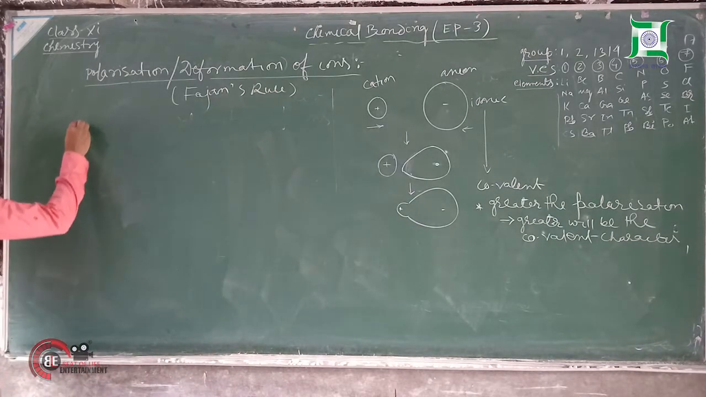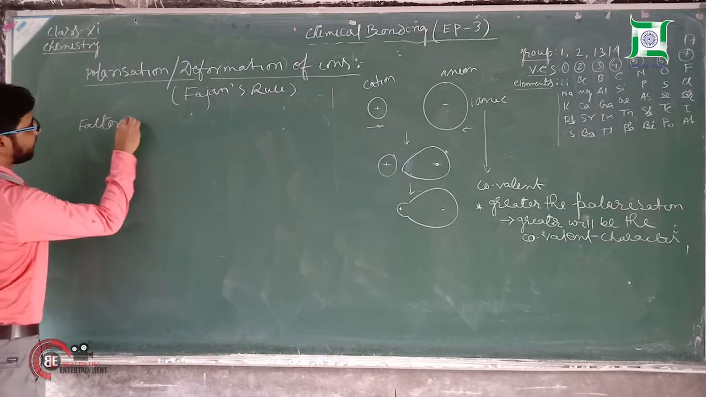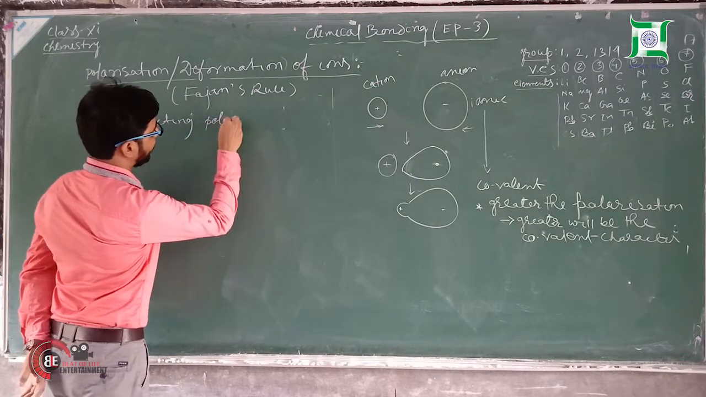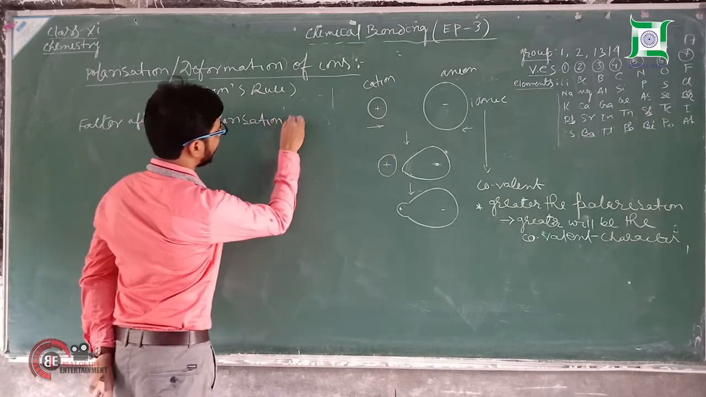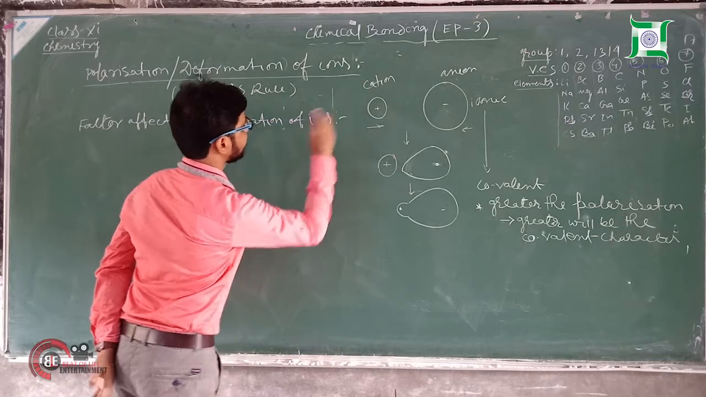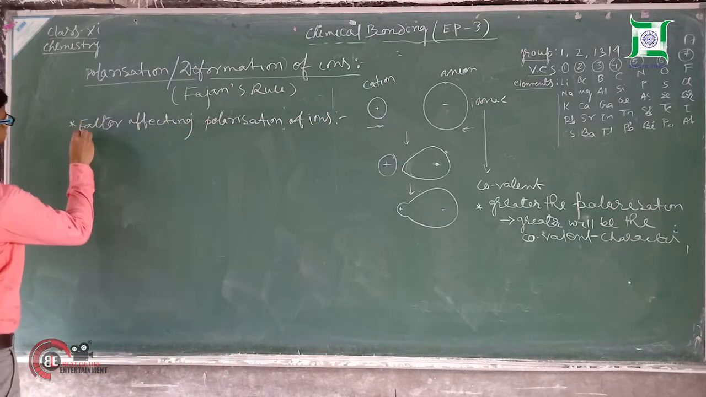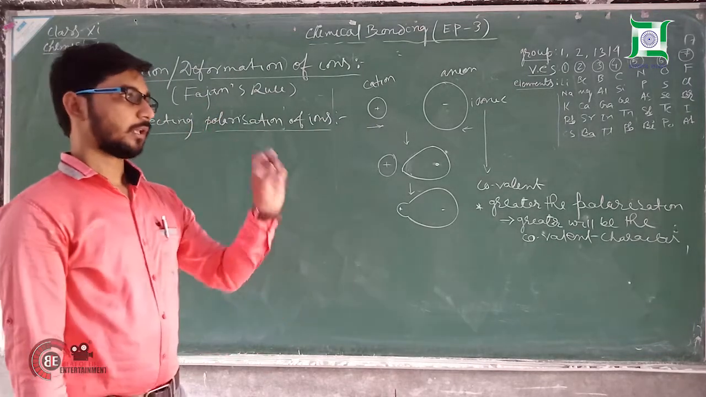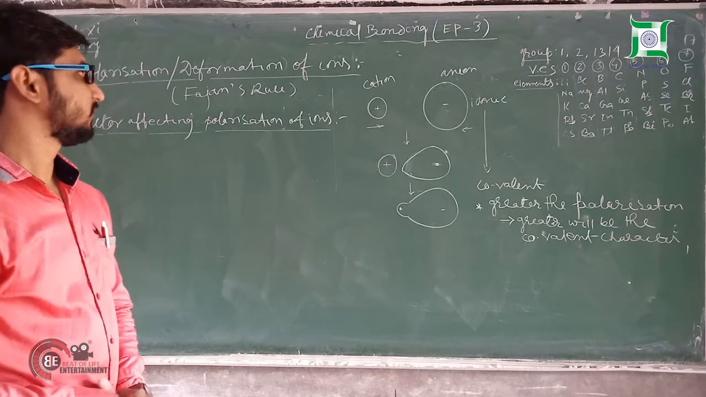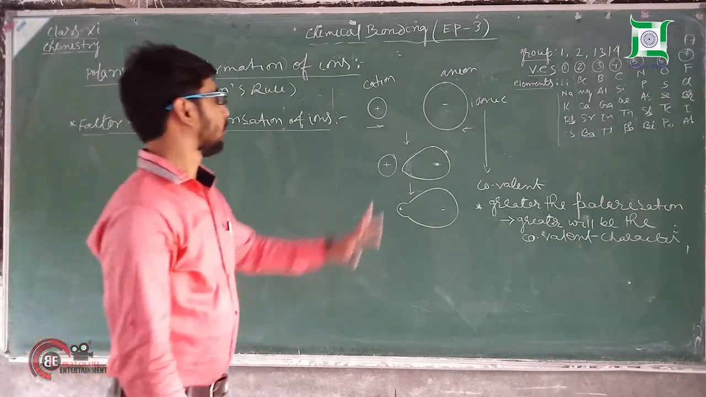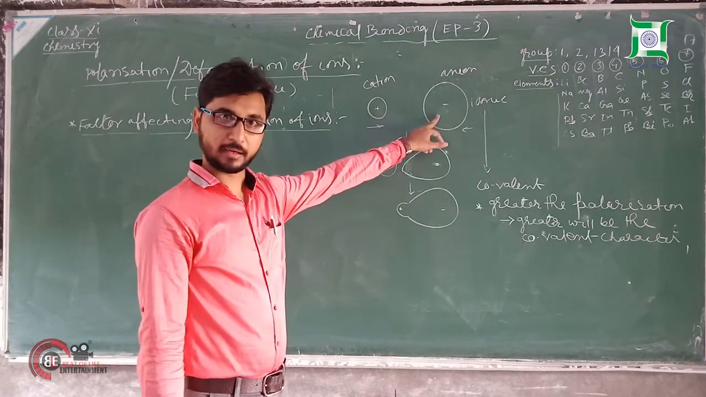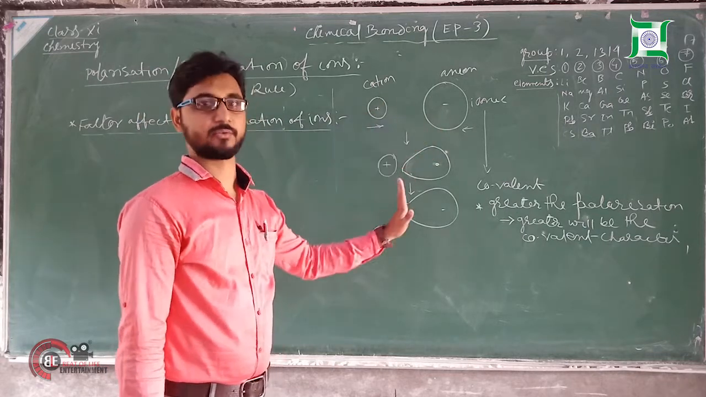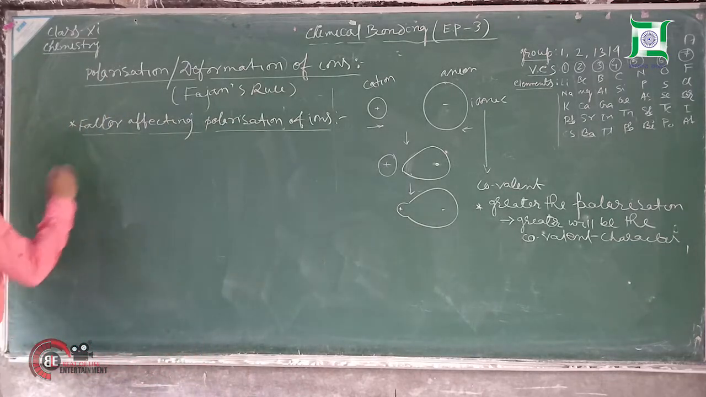So now we can discuss the factors affecting polarization of ions. Basically the rate of polarization or the rate of deformation of ions depends on both the size of the cation and anion, and also the positive charge density of the cation and the negative charge of the anion. So let us see, what are the factors?